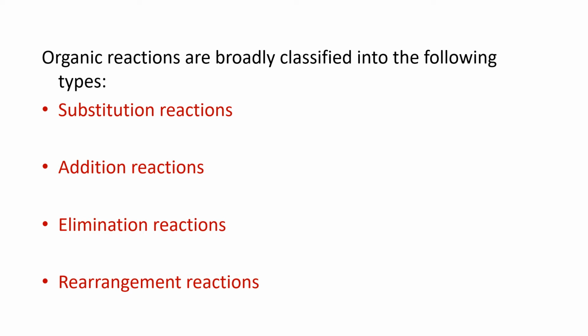For example, RX, an alkyl halide, when treated with alkali, we get an alcohol ROH plus X minus. So here X is replaced by OH.